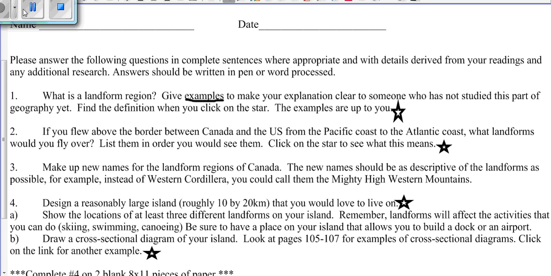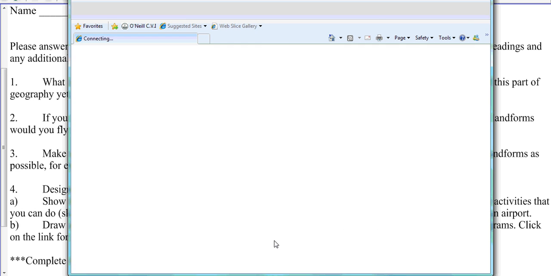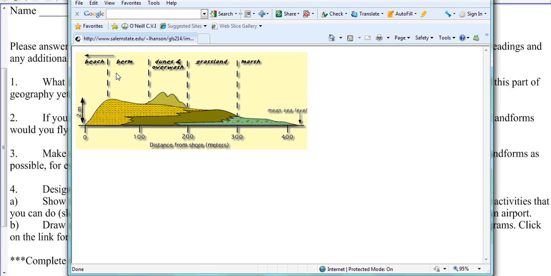The next thing, the last thing you have to do, is draw a cross-sectional diagram of your island. You're looking at pages 105 to 107, for example, for cross-sectional diagrams. So we're going to click here and show you an example of that. So a good idea of what a cross-section is, this. Beach, berm, dunes, grassland, marsh. So you can see how it goes up and down. There's mountains, all the way down to the sea level. This is the kind of thing that I'm looking for from you as well.